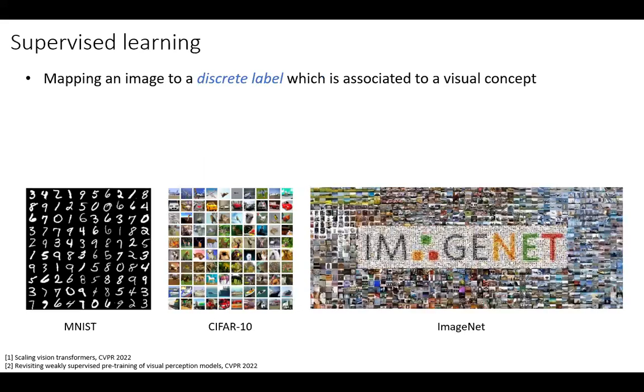So let's first have a quick recap of supervised learning. Supervised learning maps an image to a discrete label, which is associated with a visual concept. Basically, the label is a one-hot concept. During the model training process, the model may not learn the semantics behind it. The pro is that the datasets are clean and the annotation is done in a very clean manner. But the con is that human annotation can be very expensive, and the number of labels that you can label can be limited.